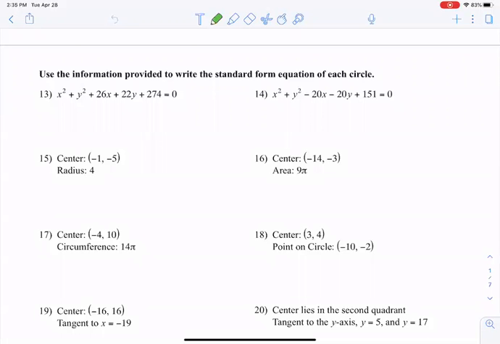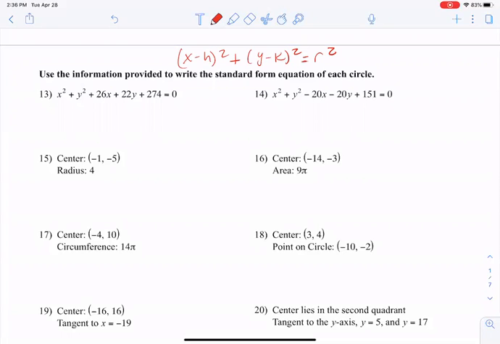Okay, so we're now doing equation of the circles. Basically, we're working with conic sections, and the equation of the circle in standard form is (x - h)^2 + (y - k)^2 = r^2. And that's what we're trying to get.